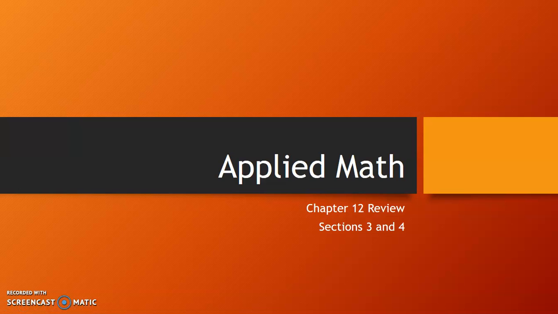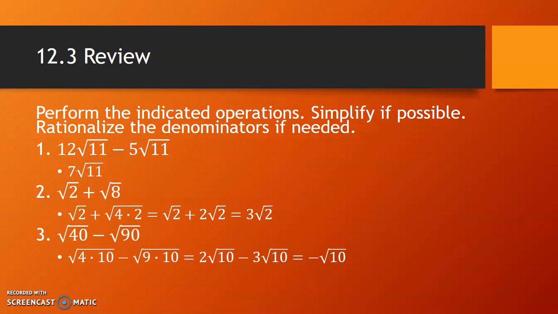So in this video, I'm going to be going over sections 3 and 4 from chapter 12 to finish up our review for this chapter. So getting into section 3, this is when we started doing operations with our radicals. So we were adding, subtracting, multiplying, dividing, all of that stuff. And we were trying to write them in simplest form.